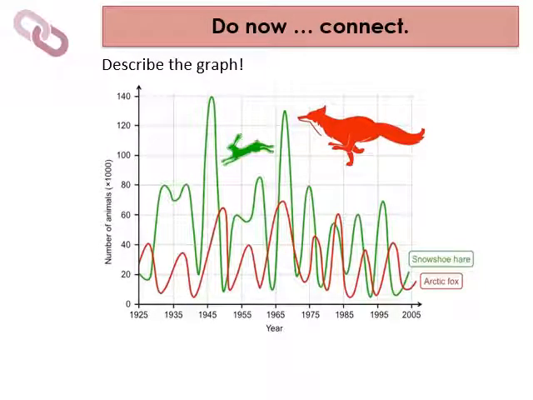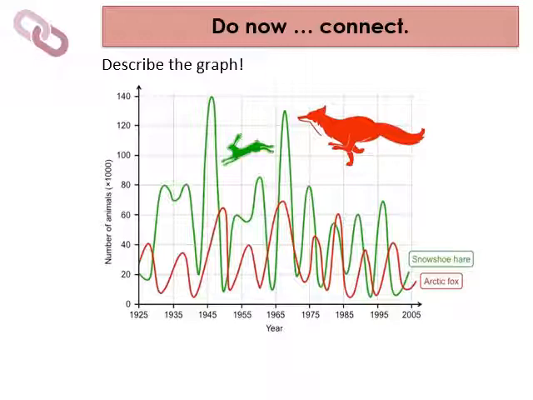So continuing with biodiversity and interdependence, I'd like you to have a go at this Do Now Connect activity. What I need you to do is describe the graph you can see on this slide. You can see that the green line represents the snowshoe hare and the red line the Arctic fox. What patterns can you see?